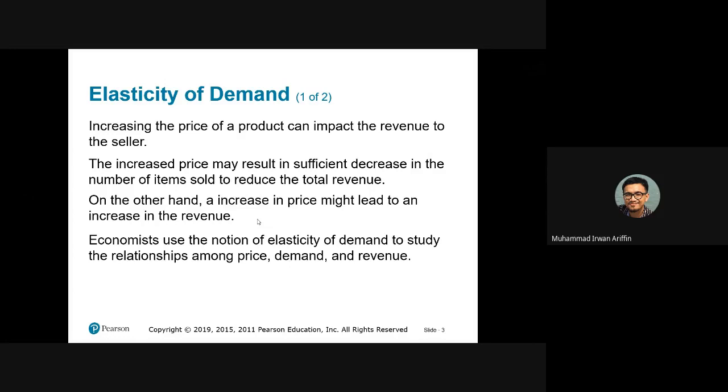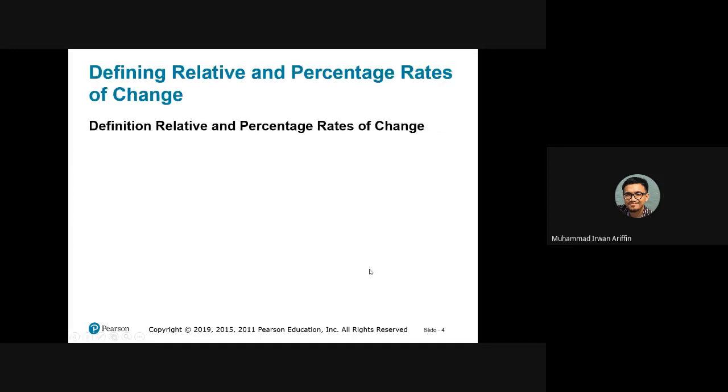This topic will also be discussed in your principles of microeconomics class, where when we raise the price of a product, it will of course affect the revenue. Sometimes when price goes up, revenue would go down, but sometimes when price goes up, revenue can also go up. So this leads us to the concept of elasticity of demand, to understand the relationship between price, demand, and revenue.